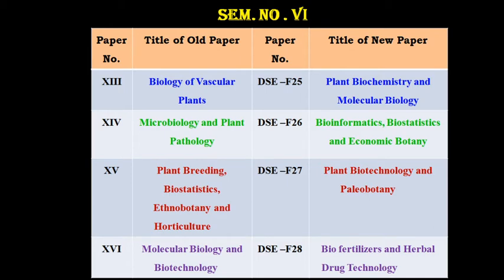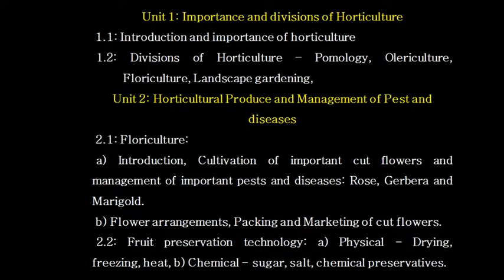So before taking or reading any Xerox notes, kindly confirm the paper number and the syllabus. The paper which I am going to deal with in this semester is paper number 12, that is horticulture. Basically this paper consists of 4 units: Unit 1, Unit 2, Unit 3 and Unit 4.